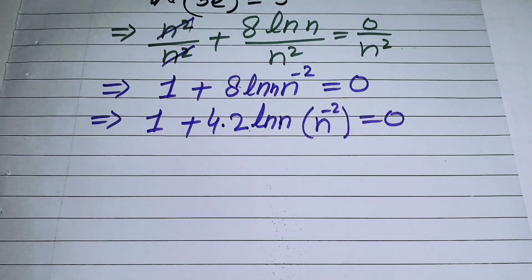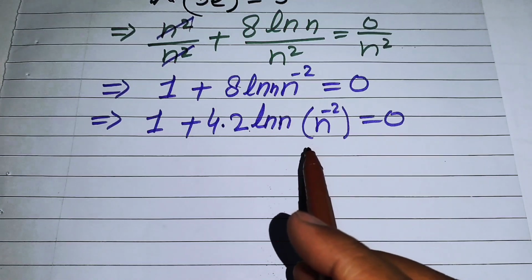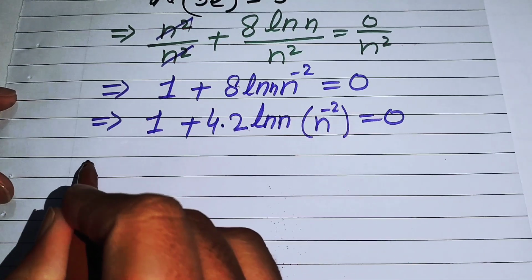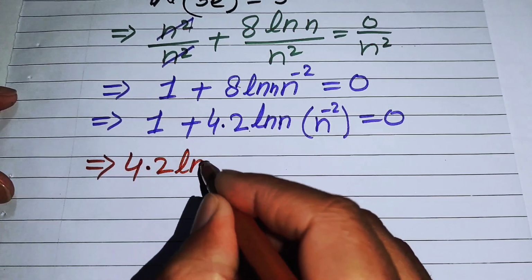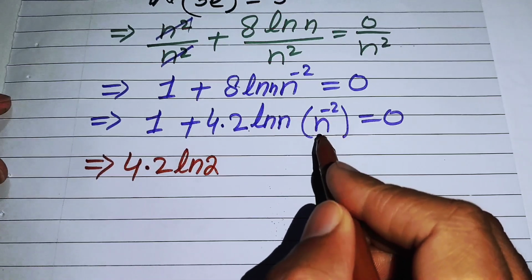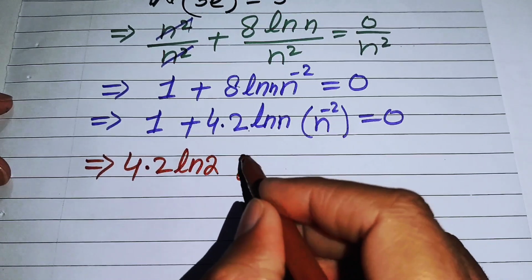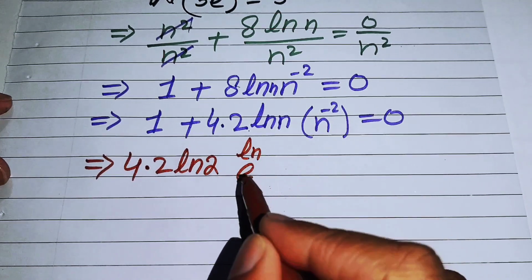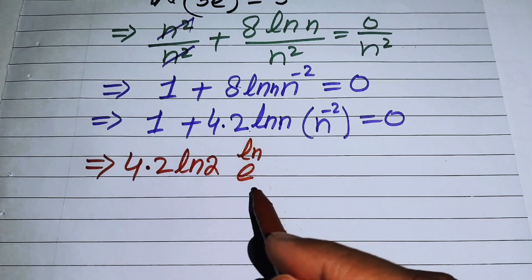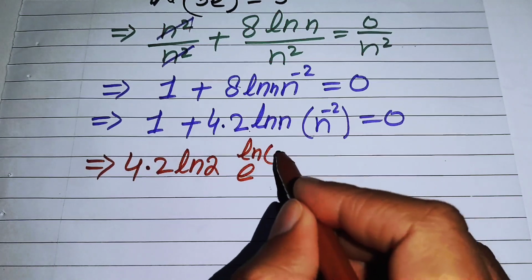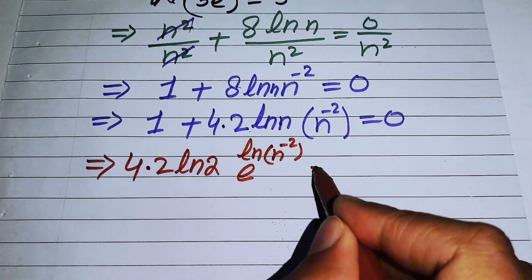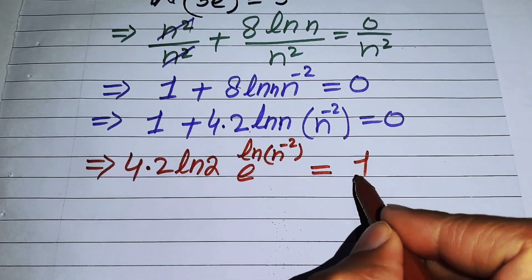In the next step we will take the log and the anti-log at the same time on n to the power of minus 2, and now we move this plus 1 to the right hand side, and you get 4 times 2 into ln of n to the power of minus 2. We can take the log and anti-log on this term, and you know that when these act at the same time, they cancel each other. So we write n to the power of minus 2, and this whole equals minus 1 after we move the 1 to the right hand side.